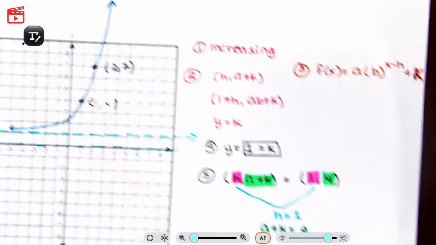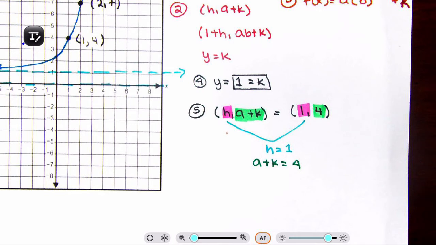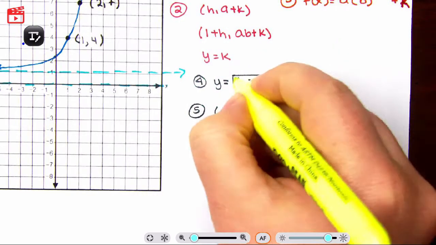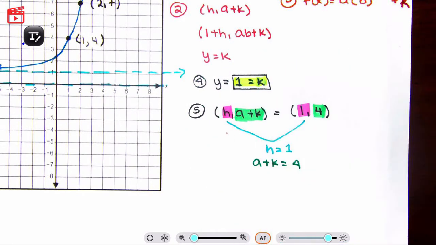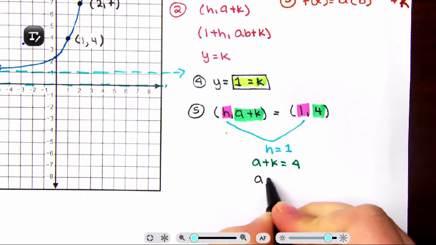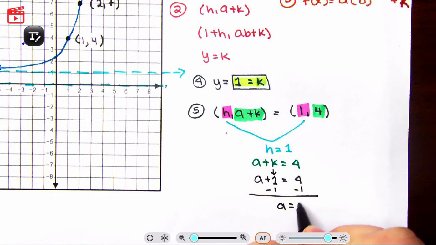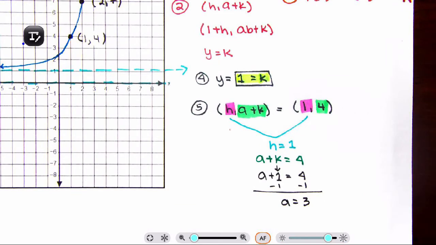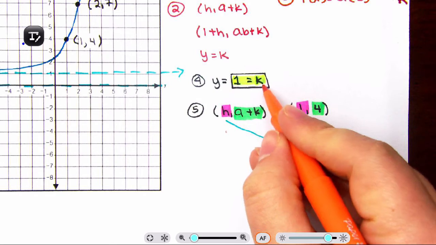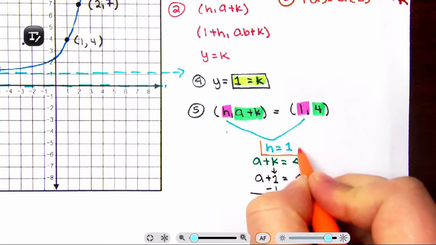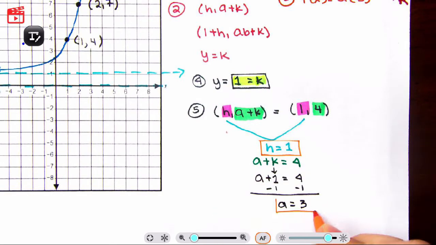However, we don't really want a plus k. We just want a, and we just want k. So what you're going to notice is you already know what k is. K is equal to 1. We have identified what k is because we know what our asymptote is. So I know that k is 1. That means if I subtract 1 from both sides, a is equal to 3. And that's what I mean by magic starts to happen. Now we know that k is equal to 1, we know that h is equal to 1, and we know that a is equal to 3.